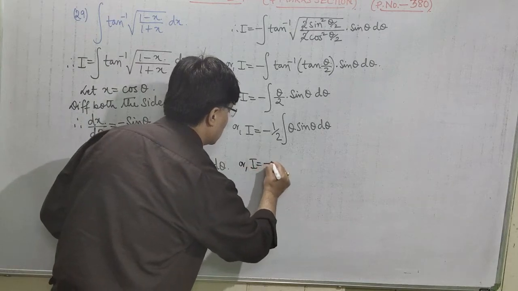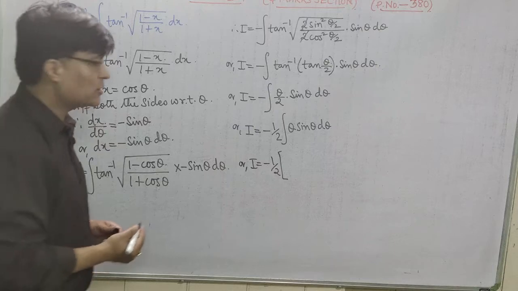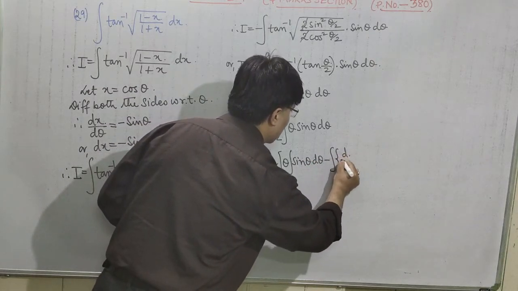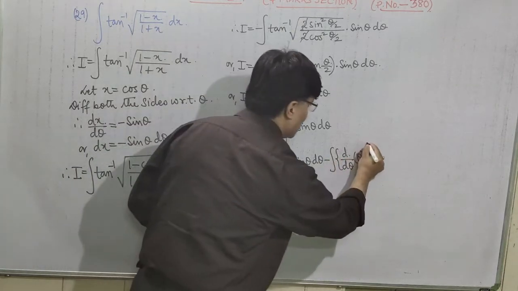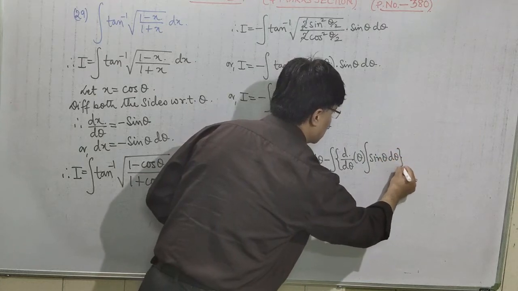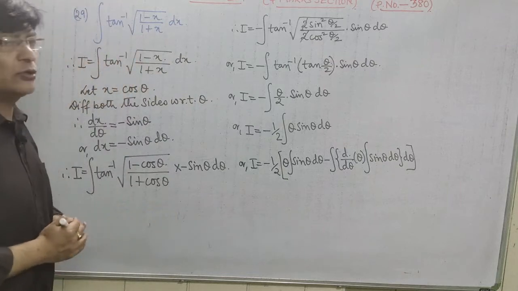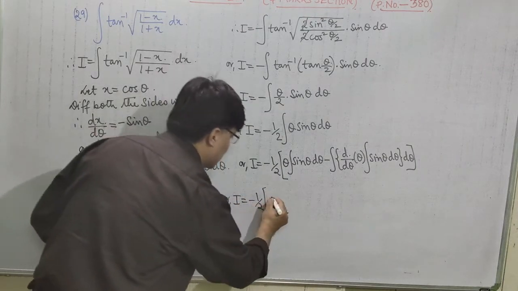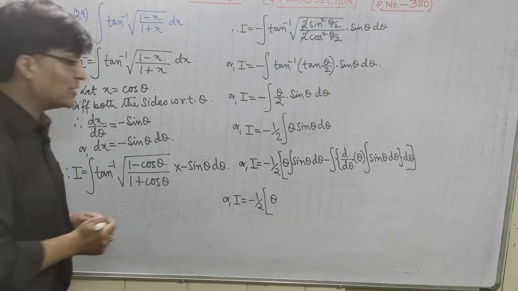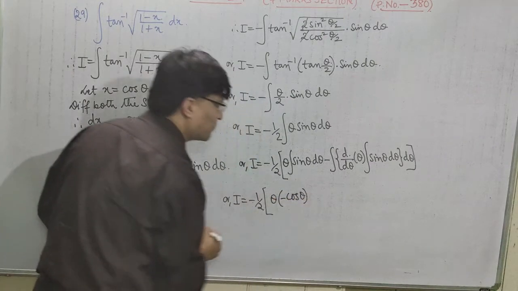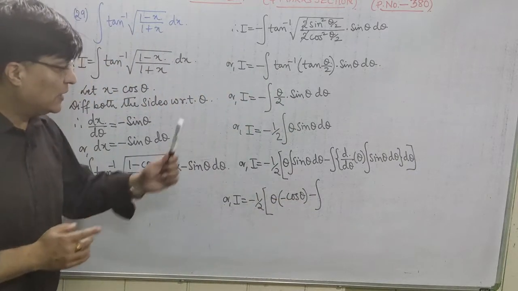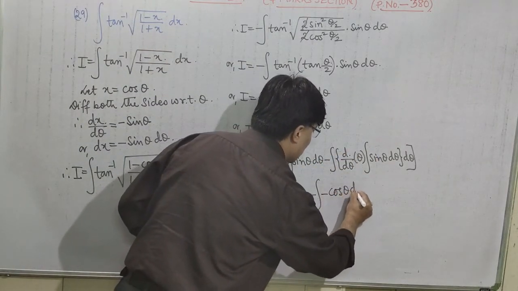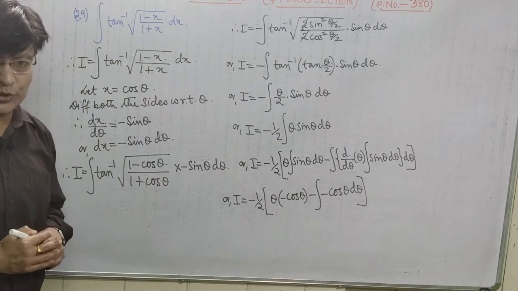So I is equal to minus half within third bracket. Let us use integration by parts. So theta is taken outside, integral sin theta d theta, minus integration of, second bracket, d by d theta of theta, integration of sin theta d theta, second bracket closed, d theta, then third bracket is also closed. Next, I is equal to minus half within third bracket theta into, what is integration of sin theta d theta? This is minus cos theta, right? Minus integration of d by d theta of theta is always 1, you don't have to write it. What is integration of sin theta? That is minus cos theta. Then you should write d theta. Third bracket is closed. Is that clear?